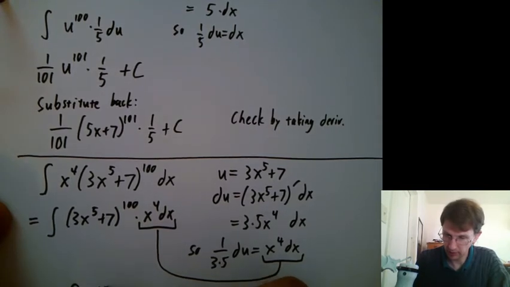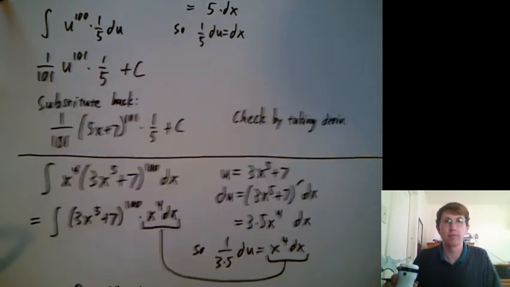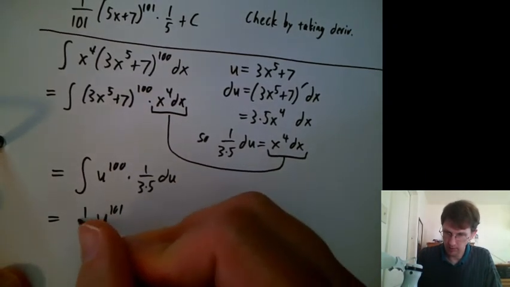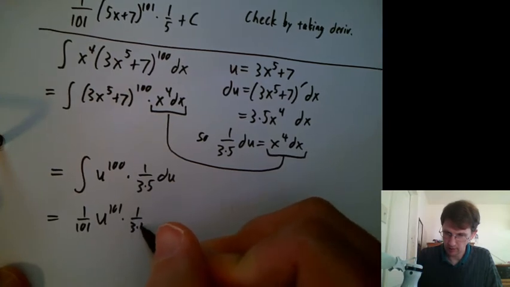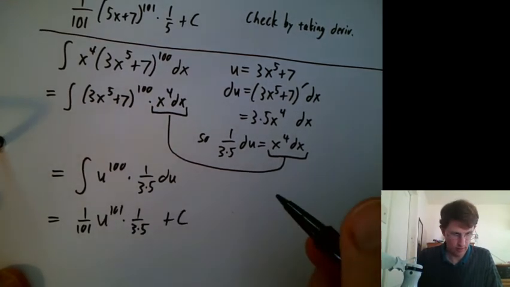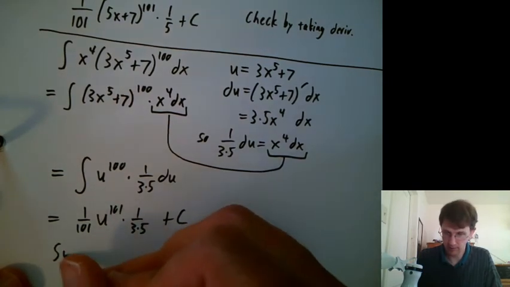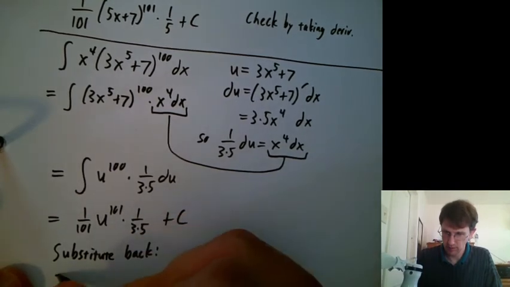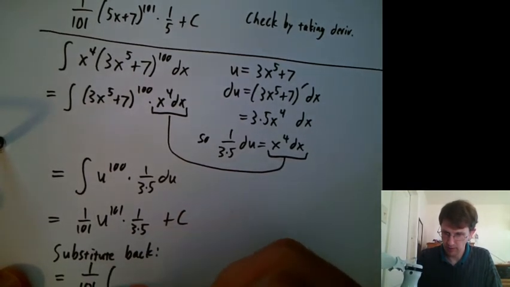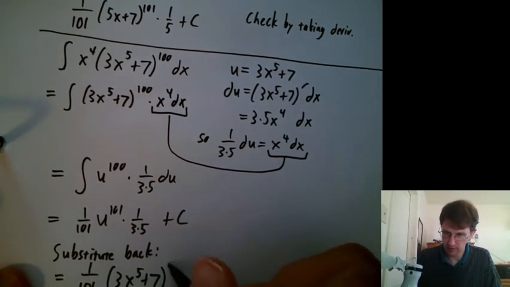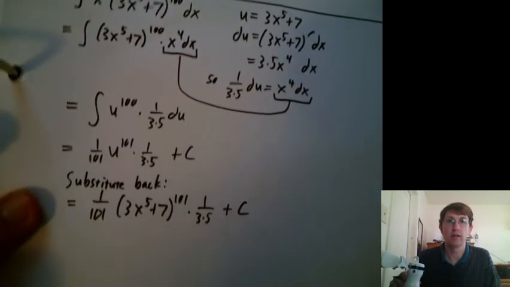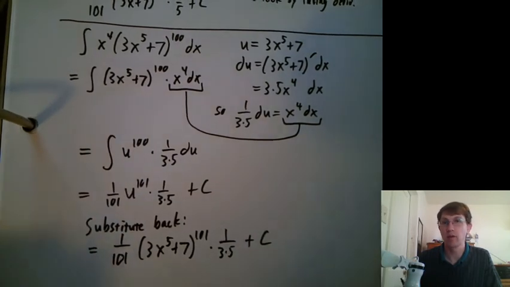So then we have u to the 100 times 1 over 3 times 5 du. The integral of u to the 100 is u to the 101 over 101, with the constant multiplier there. And then substitute back. So we'd have 1 over 101 times (3x to the 5th plus 7) to the 101 times 1 over 3 times 5, plus c. And then we would go check by taking the derivative.